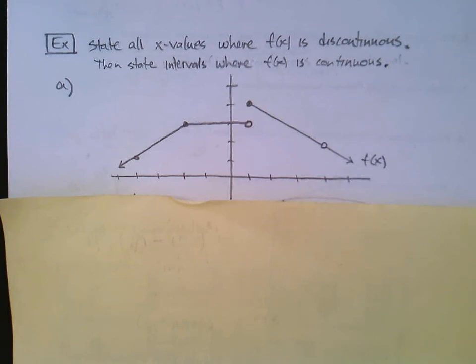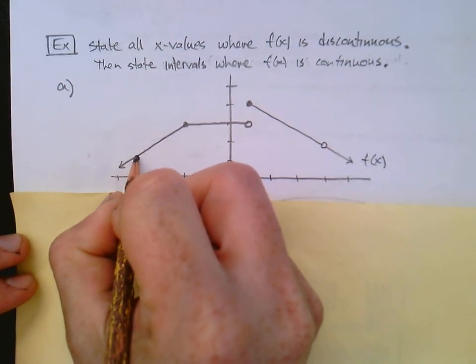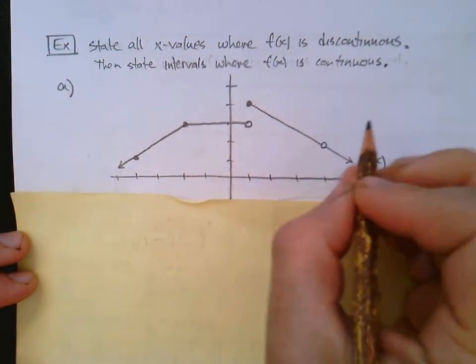Okay. Well, let's think. This is a closed dot, by the way. Closed, closed, open, closed, open. All right.